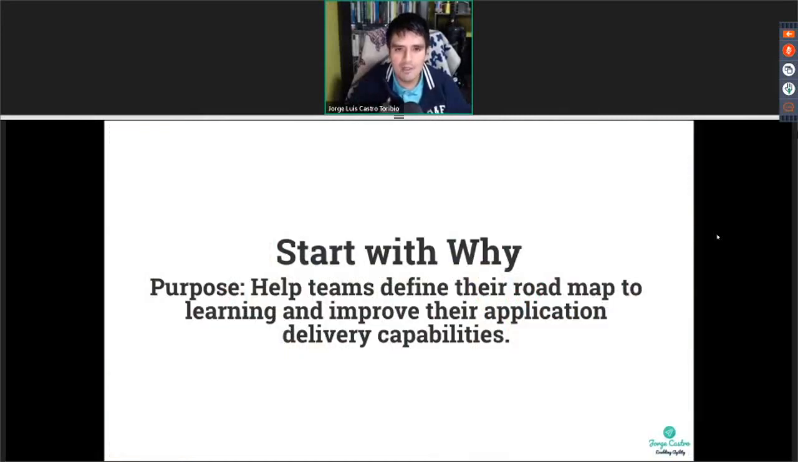Okay, first, quite important, start with why. You need to clarify the main purpose of your assessment. This is an example: help teams define their roadmap to learning and improve their application delivery capabilities, right? As I said, in this purpose I'm not saying DevOps or continuous integration, continuous deployment. Basically, what I need is the outcome, and the outcome for the teams is improving delivery capabilities, improving the way that we are delivering outcomes.